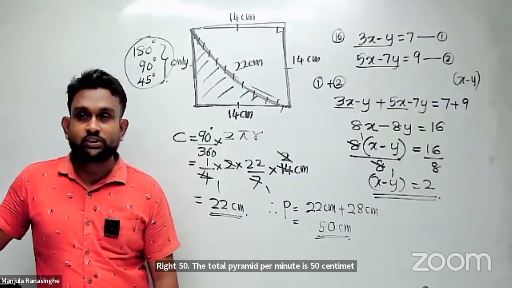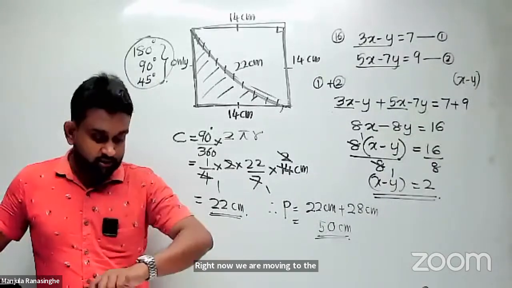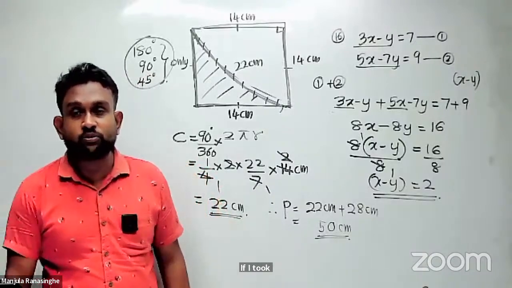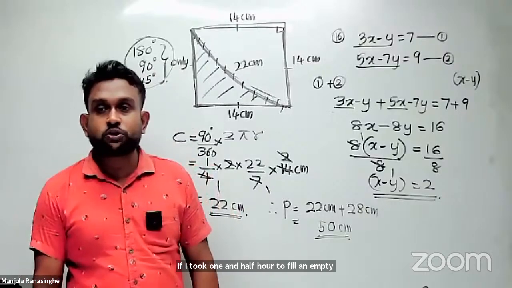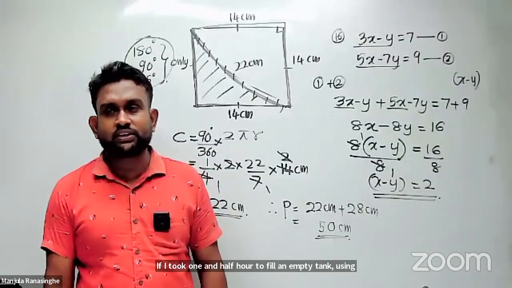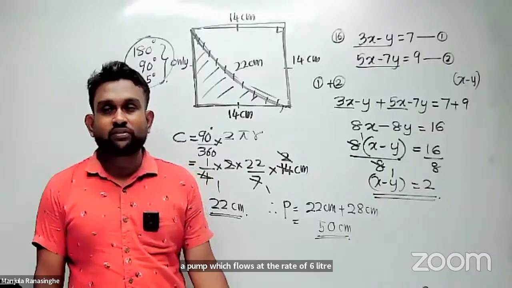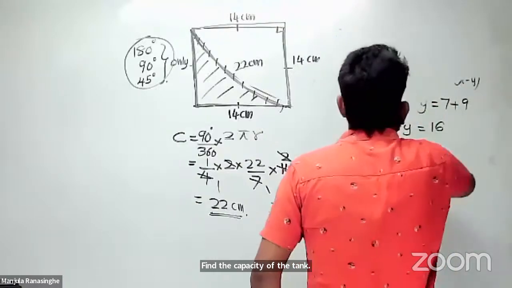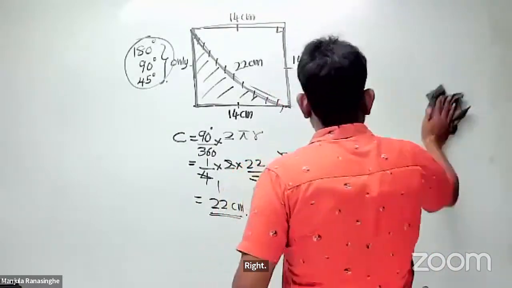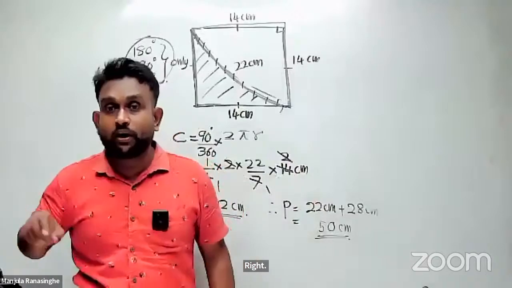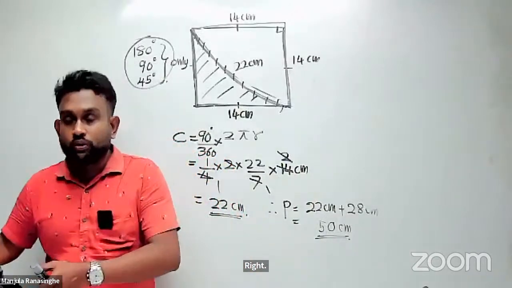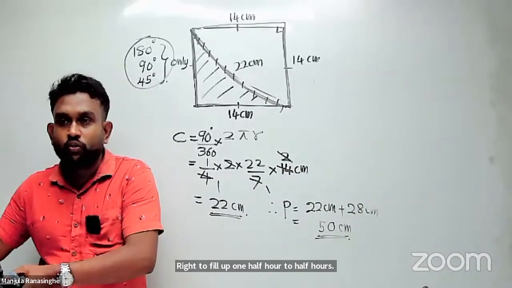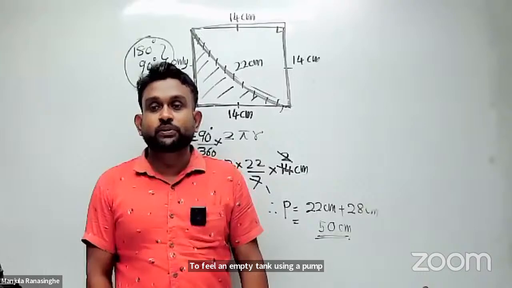Right, now we are moving to question number 18. It took half an hour to fill an empty tank using a pump which flows at the rate of 6 liters per minute. Find the capacity of the tank.